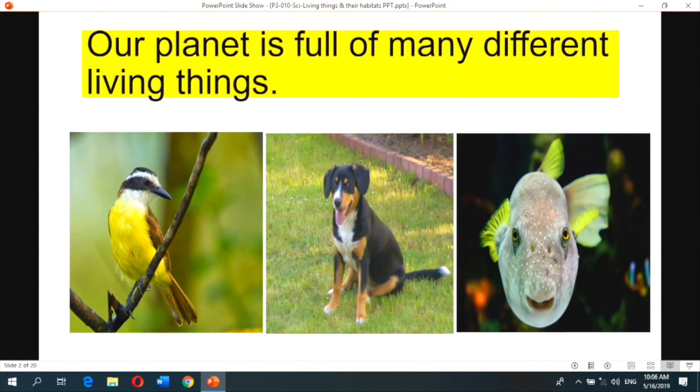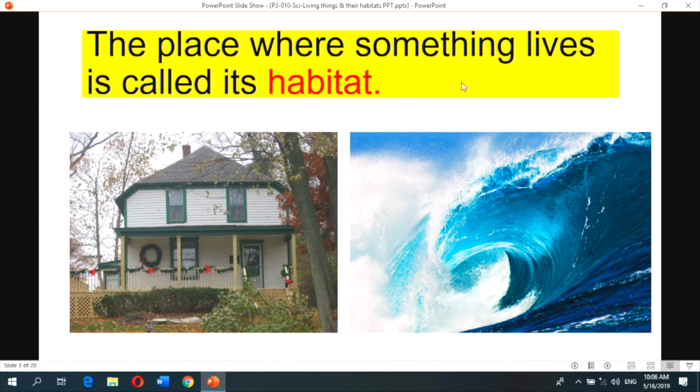Our planet is full of many different living things, like we just found out on our board exercise. So what can you see in this picture here? Bird. Then we have dog. And we have fish. Bird, dog, fish are three examples of living things. The place where something lives is called its habitat. Yes, and there are many different types of habitat too.